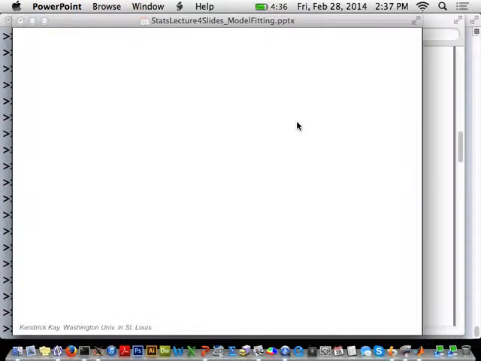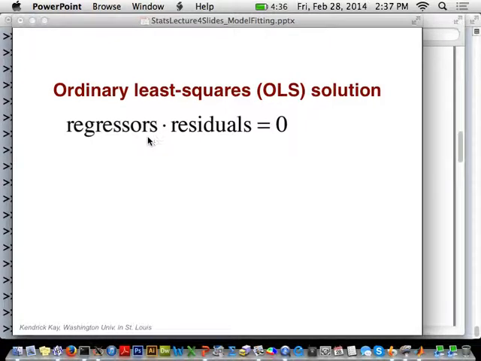So if we have achieved the optimal fit, the regressors and the residuals will be perpendicular. To express that mathematically, it's just the dot product. For each regressor, take the dot product with the residuals. The dot product of two vectors is just multiplying pairwise elements and then summing. So if you take the dot product of each regressor and the residuals, it will be 0. That's just a property of what it means to be perpendicular or uncorrelated.